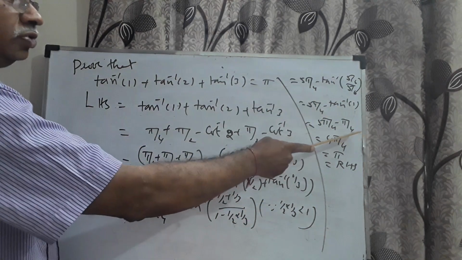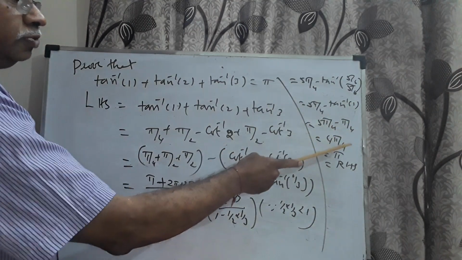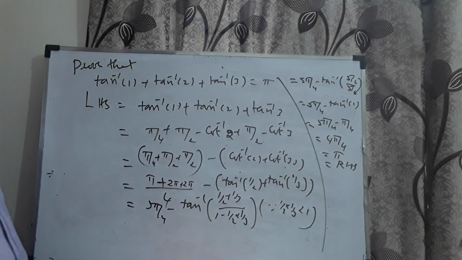Tan inverse 1 is reduced to pi by 4. 5 pi minus pi is 4 pi. 4 pi by 4 becomes pi. Therefore, tan inverse 1 plus tan inverse 2 plus tan inverse 3 gets reduced to pi.